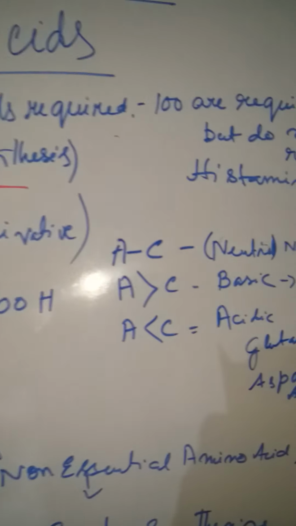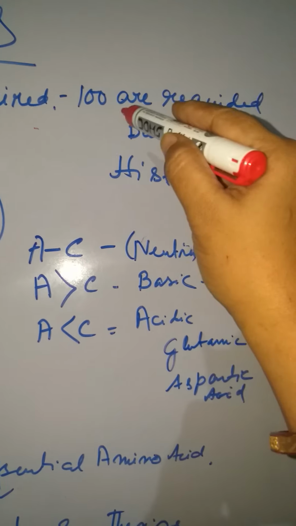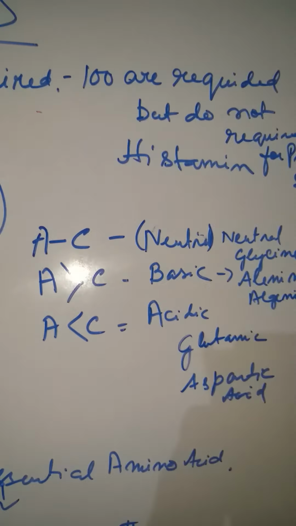20 amino acids, and then again we have 100 amino acids that are not required for protein synthesis. That means they are not required. So we have seen only 20 of the amino acids that are required for protein synthesis. One example is histamine, that is a non-essential one.